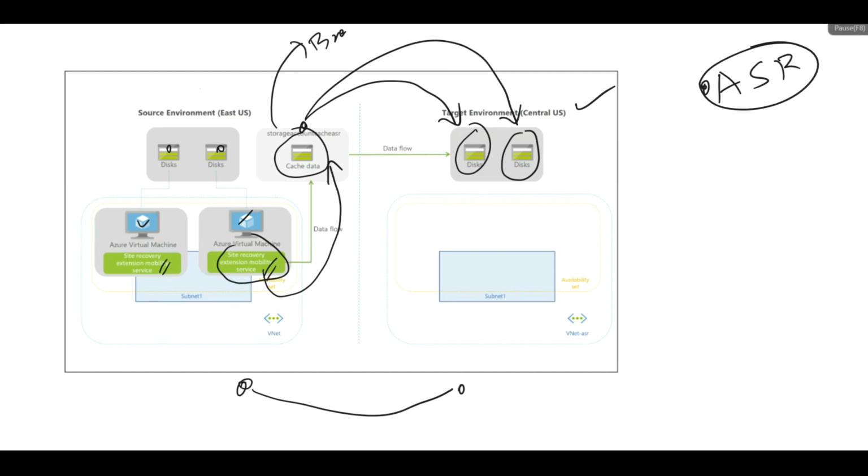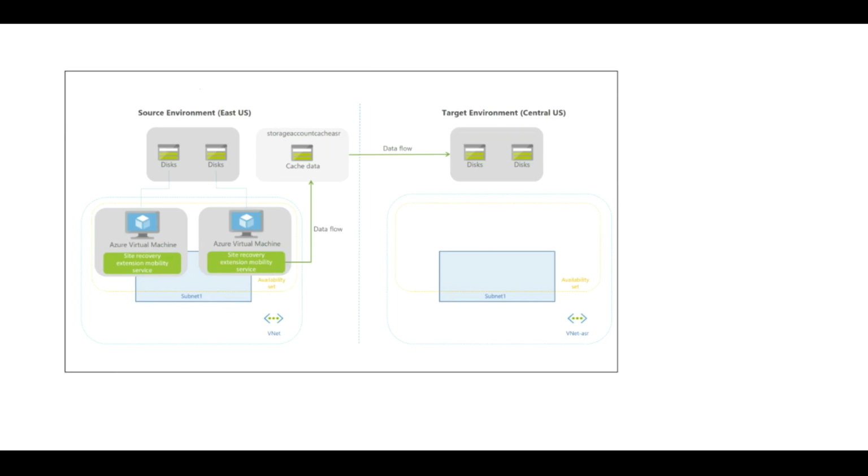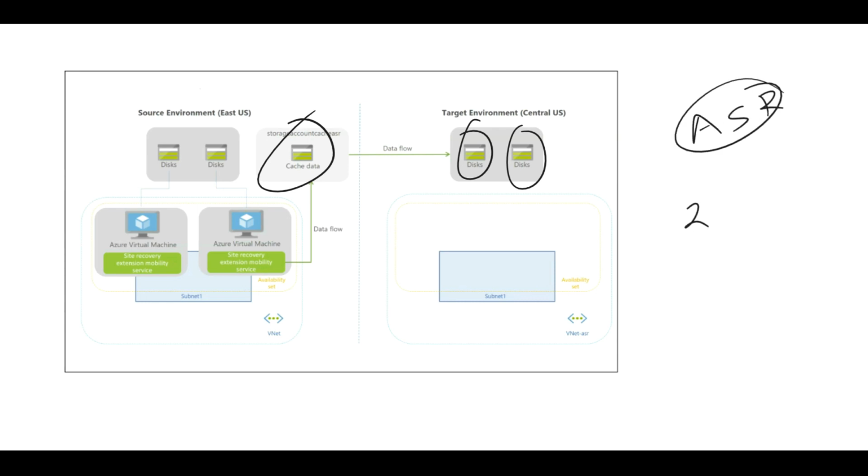So the beauty of this particular ASR service is that in the destination, it won't create any VMs unless and until you invoke disaster. So here you're going to pay only for the cached storage account and the disks which you are creating in the destination region, along with the ASR charge, which is $25 for each VM. So for example, if you are protecting two VMs, it means $50 per month. So accordingly, the billing will happen.